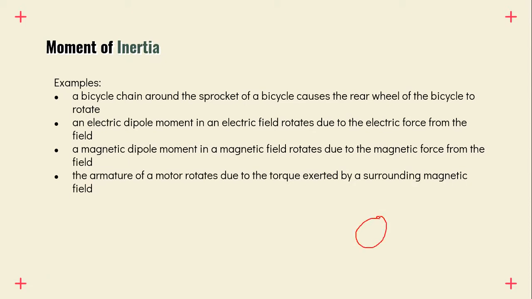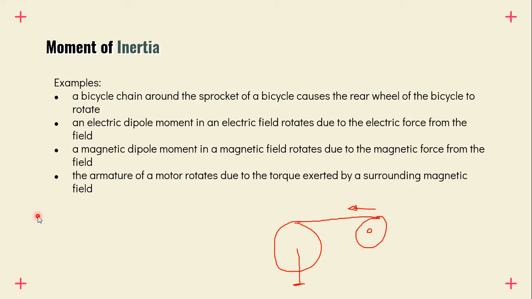So the chain is connected to your pedal, and as you exert a rotational force on the pedal, the chain also exerts a tangential force on the sprocket, and this force produces a torque which causes the rear wheel of the bicycle to rotate, and thus you can move forward. Another is an electric dipole moment in an electric field, which rotates due to the electric force from the field.